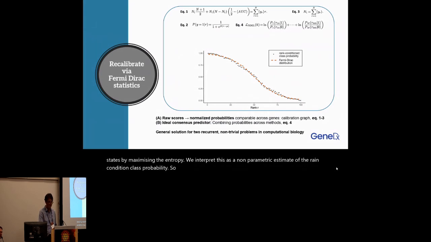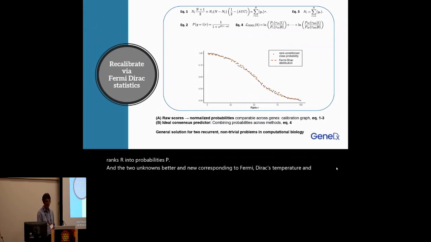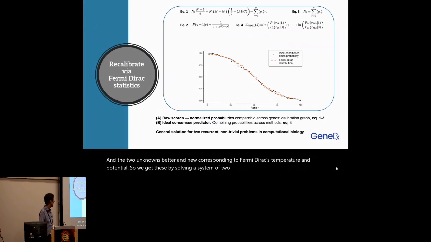So briefly, equation 2 defines the calibration curve, translating ranks R into probabilities P. And the two unknowns, beta and mu, correspond to Fermi-Dirac's temperature and potential. So we get these by solving a system of two equations, equation 1 and 3 here on the top, which we fit based on the number of pathogenic and benign variants and the AUC.